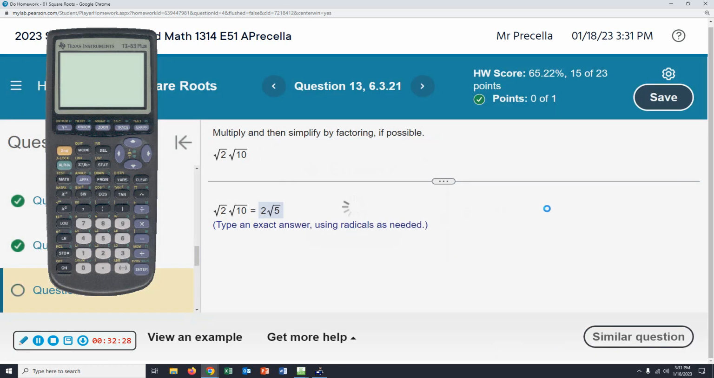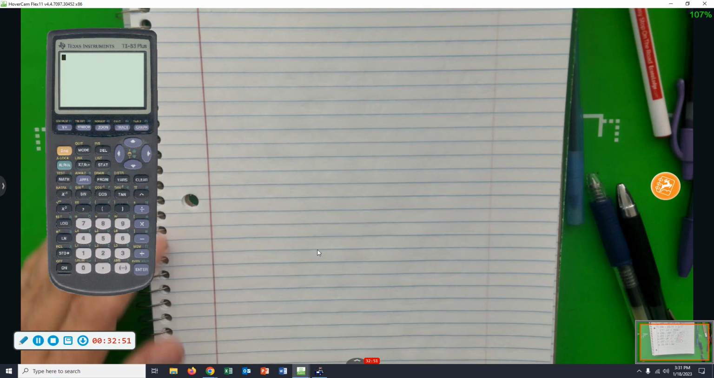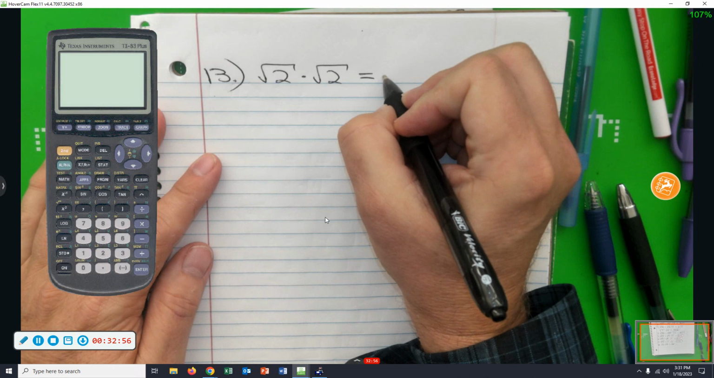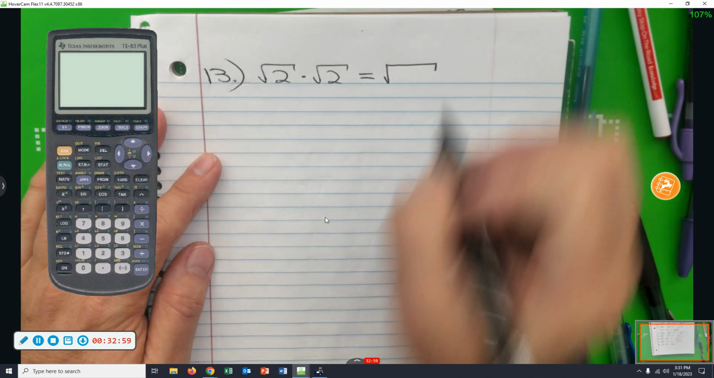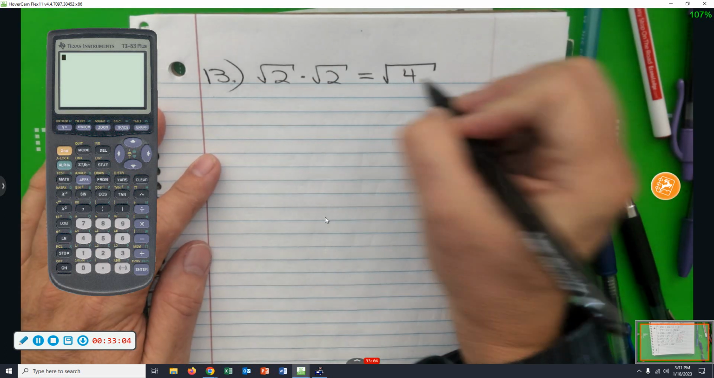Problem 13. Square root of 2 times the square root of 2. Square root of 4. Lower, Tim, you're right. So, we're multiplying square roots, so we keep the square root. 2 times 2 is 4, and the square root of 4 is 2.